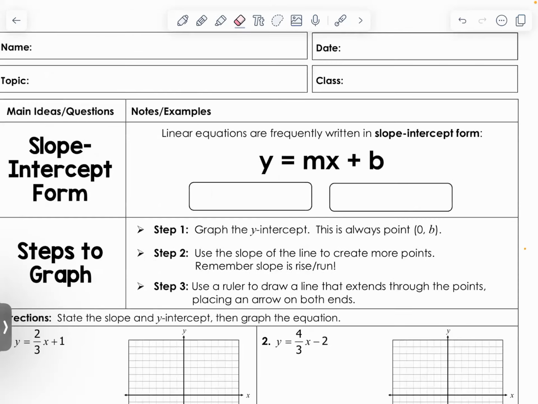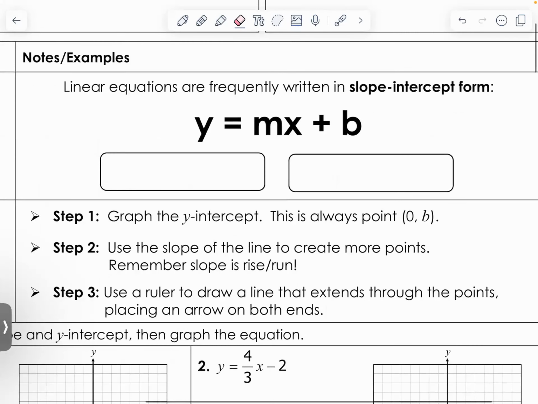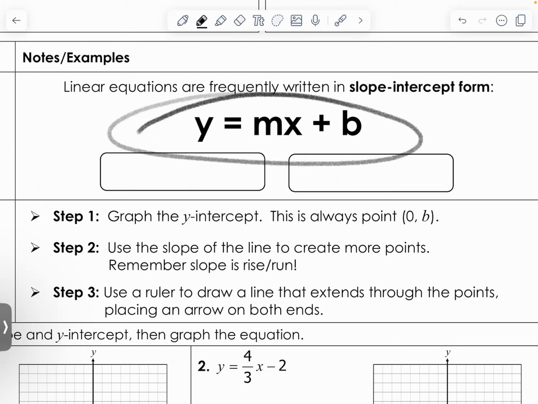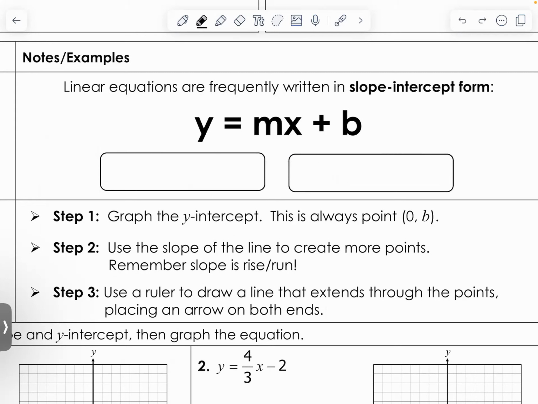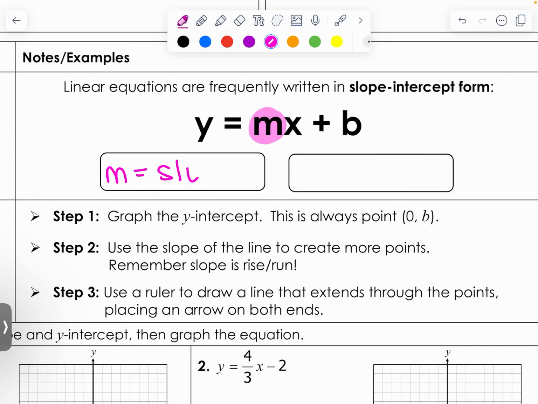So slope intercept form is y equals mx plus b. If we have a line that looks like y equals mx plus b, we can graph it very quick. Why is it called slope intercept form? Well, what does m stand for? M stands for our slope.